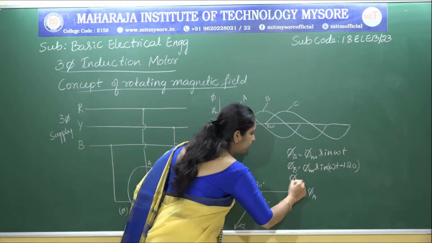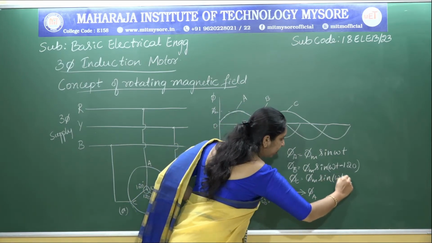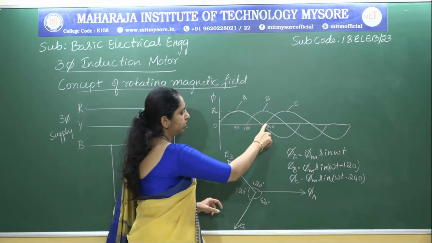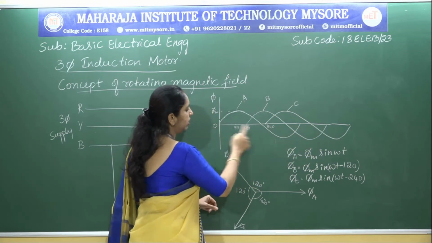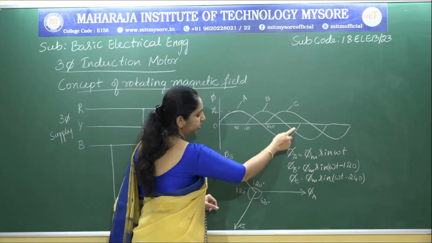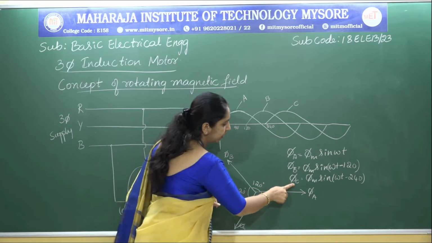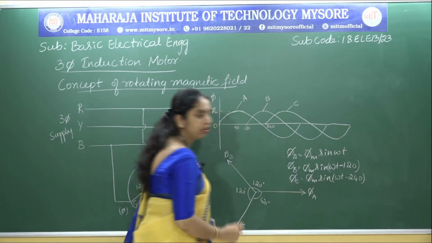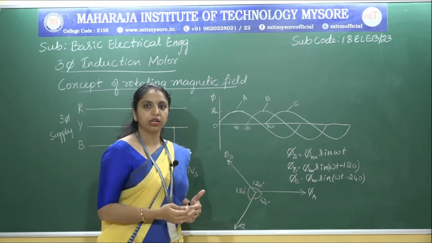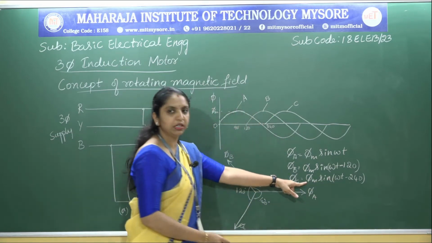And similarly, what is phi C? Phi C is equal to phi m sin omega t minus 240. Look at this waveform: the delay from the first waveform to the last waveform is 240. So phi C is phi m sin omega t minus 240, and phi C can also be written as phi m sin omega t plus 120. Minus 240 can be written as plus 120.